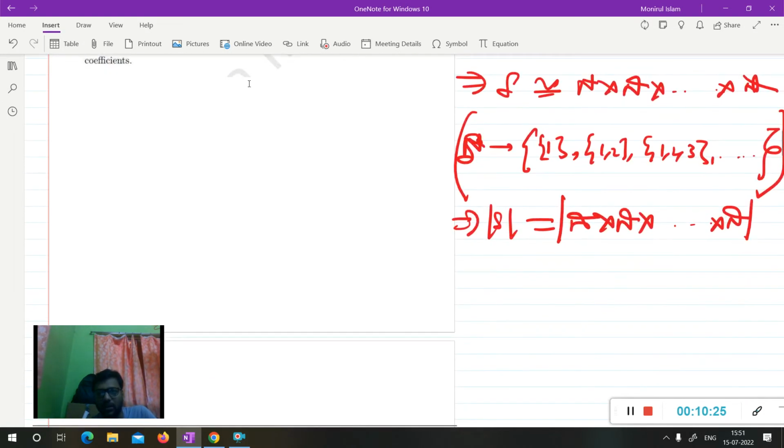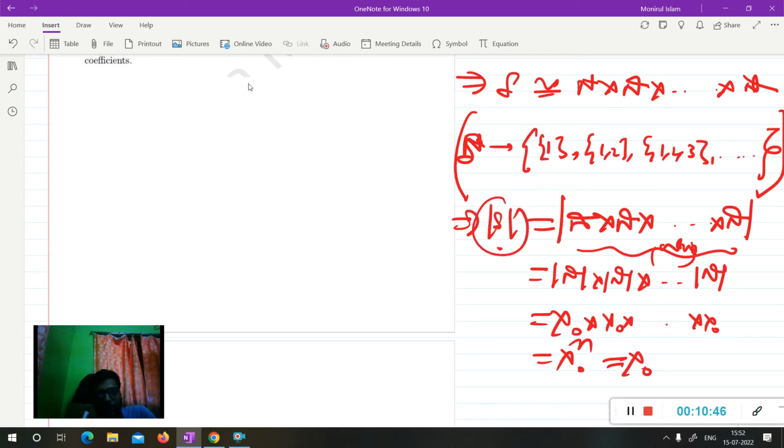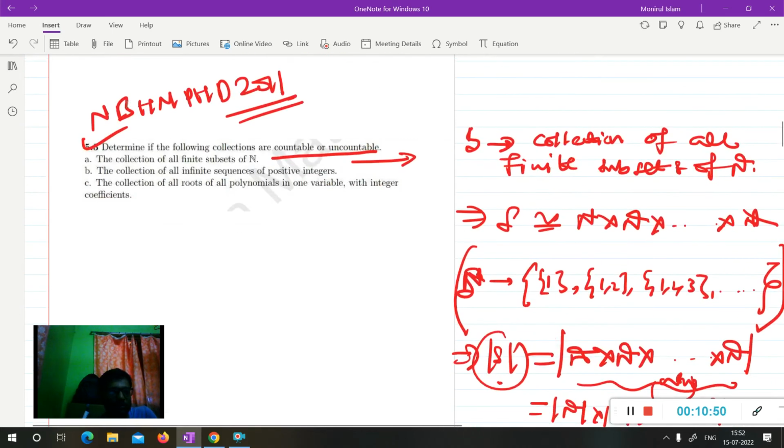The cardinality of N cross N is the cardinality of N times the cardinality of N, and the cardinality of the natural numbers is alpha naught. So we get alpha naught to the power n, which is also alpha naught. So this set has cardinality alpha naught, which means it is countable. So the collection of finite subsets of N is a countable set.